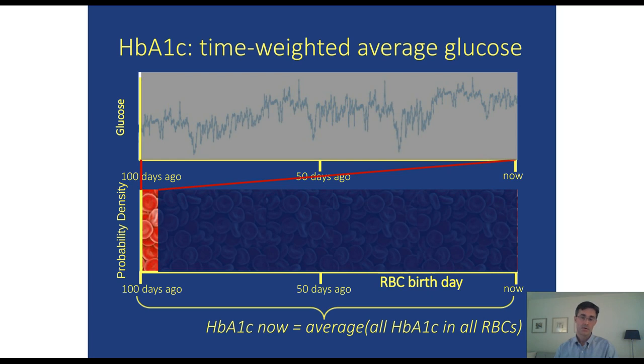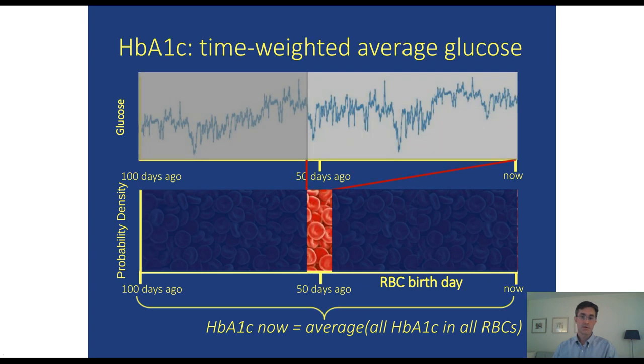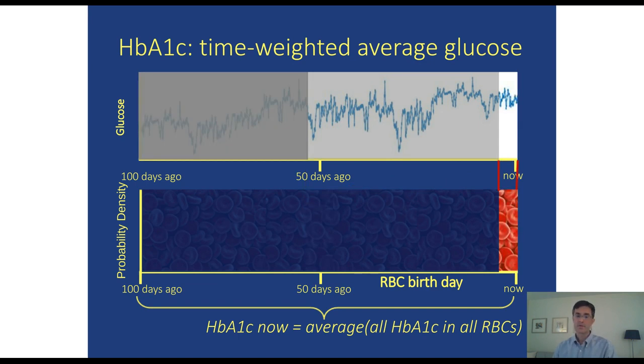are 100 days old, they've been circulating for 100 days, so they've seen all of the glucose concentrations from the past 100 days. But as we consider the younger cells in the circulation, for instance, the 50-day-old cells, they were not exposed to the glucose prior to 50 days ago. The only glucose that influences their A1c level is the glucose more recently. And if we zoom all the way to the present, to the red cells that were produced in the bone marrow yesterday, the only glucose they've seen is just yesterday's glucose.